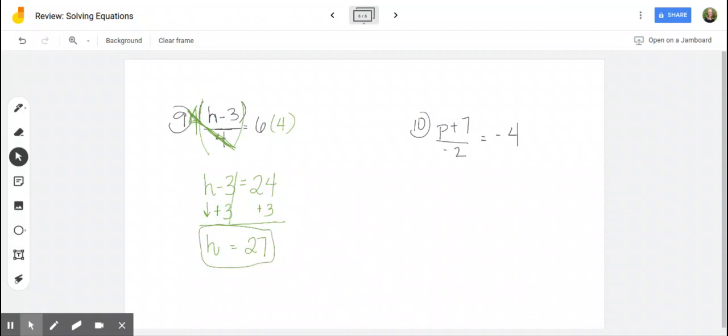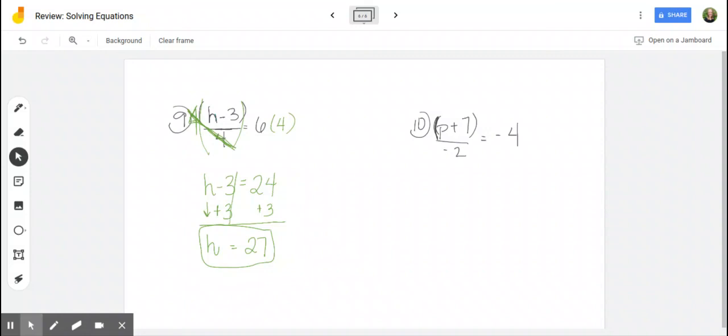Okay, so let's look at number 10. We have p plus 7 over a negative 2 equals a negative 4. So I need to get that p by itself. And I don't see anything attached to it, but you can treat the numerator like it goes together and the denominator. Okay, so let's get rid of that denominator first.